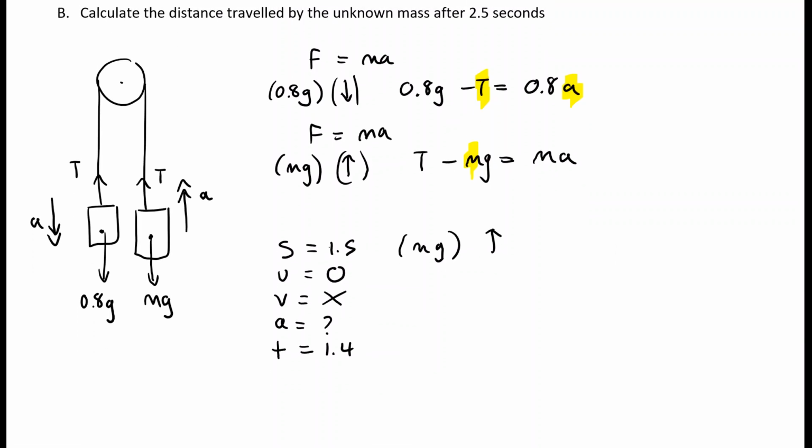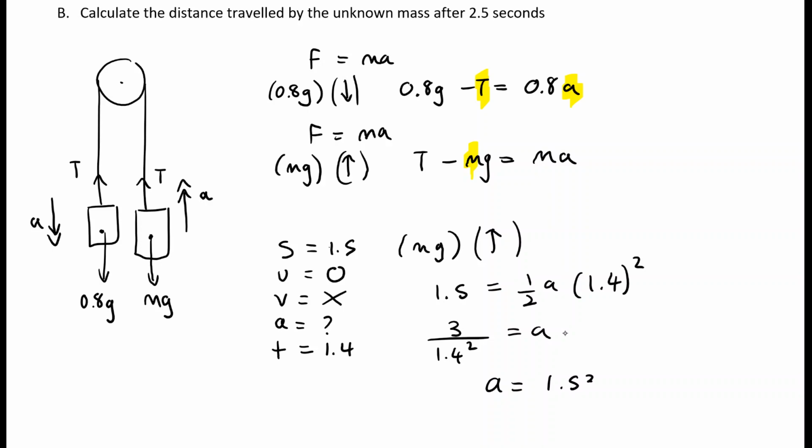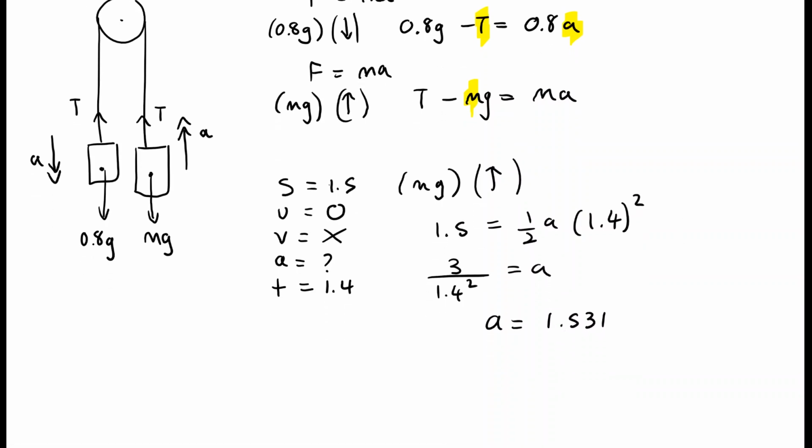If we don't know v and don't want it, we want an equation that doesn't have v, so we use s equals ut plus half at squared. Because u is 0, we don't need to write ut, and half a t squared, 1.4 squared. 3 over 1.4 squared is a. a is equal to 1.531. 1.53 meters per second squared.